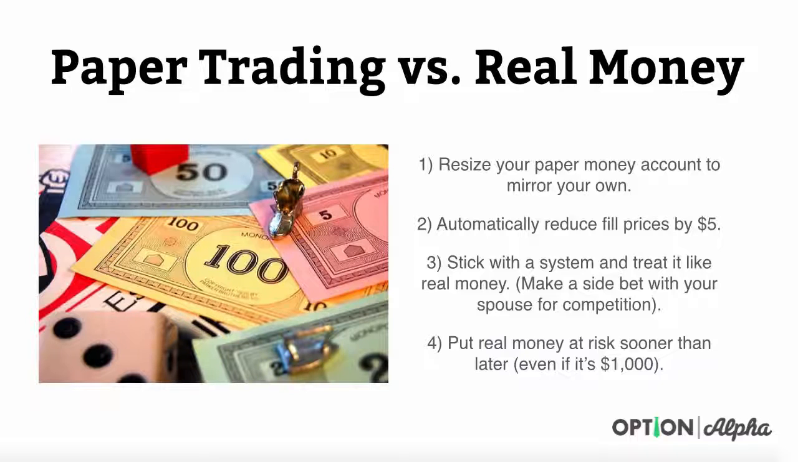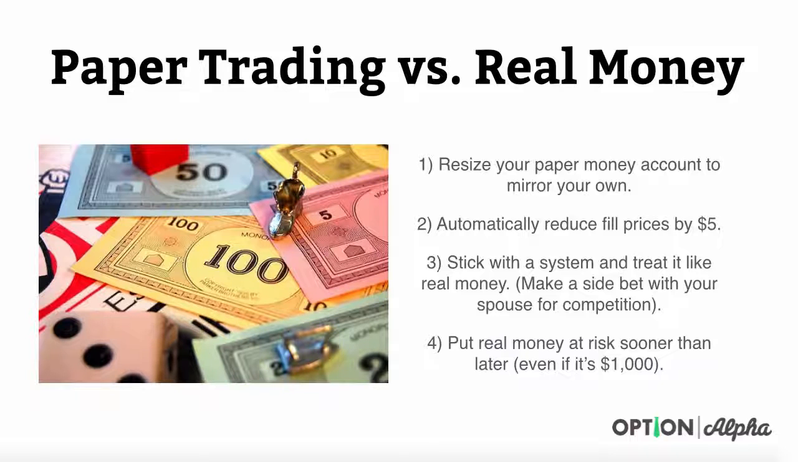And number 4 is you've got to put real money at risk sooner rather than later. So while I suggest absolutely that you have to start paper trading right away if you're a newbie, or even somebody who's been in the business a long time and starting to trade new strategies, I think that at some point you have to put real money at risk, even if it's only $100 or even if it's only $1,000.